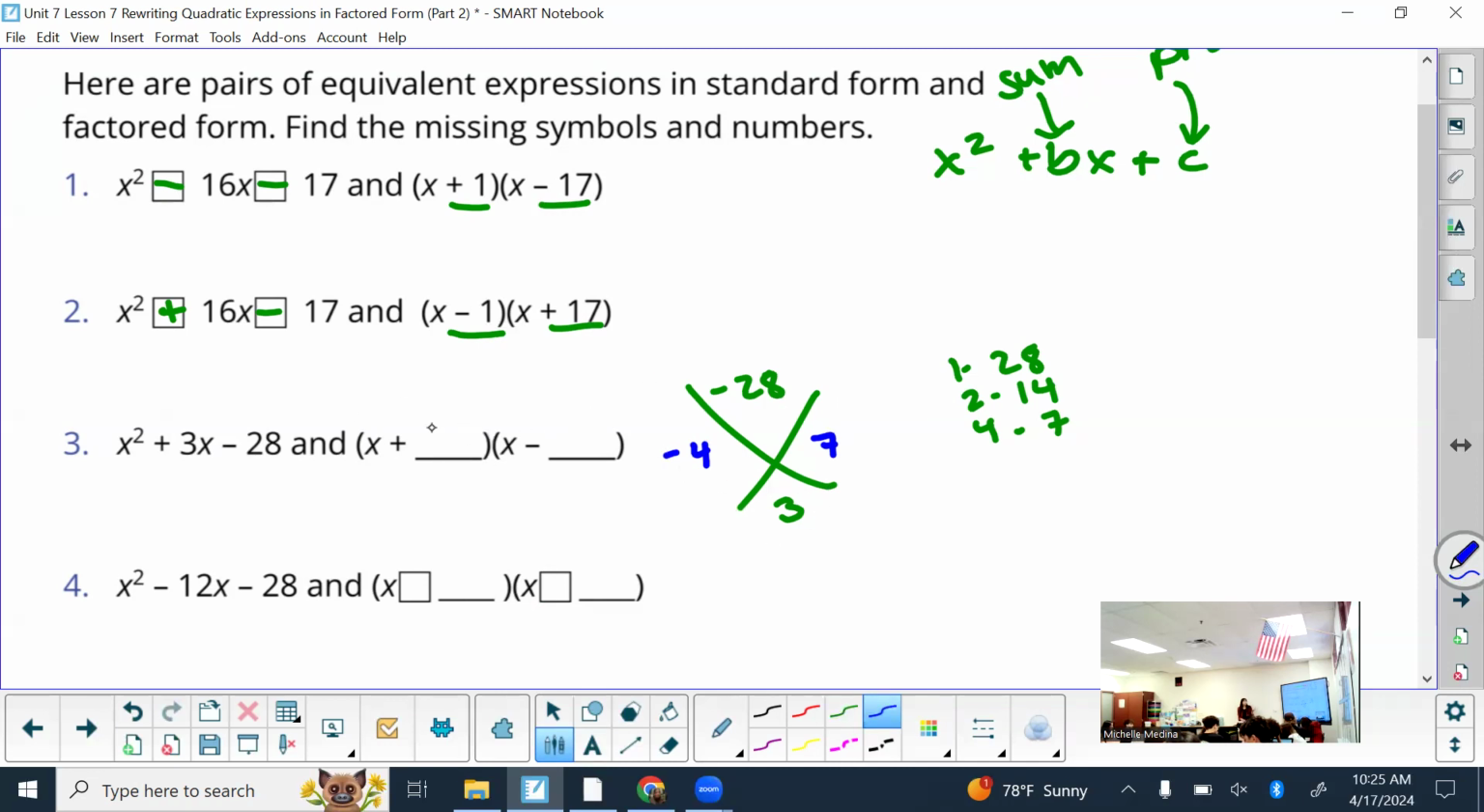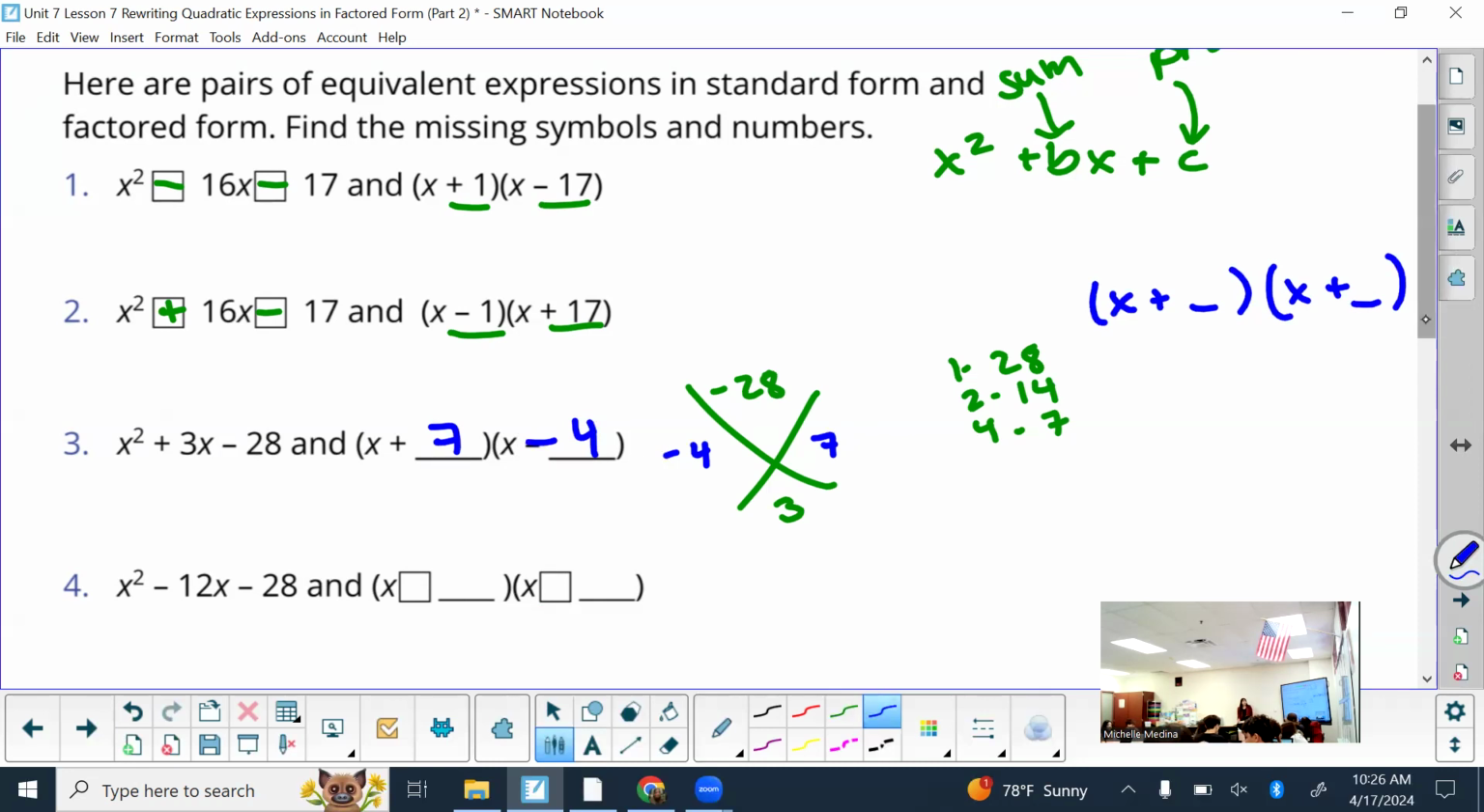So then the order does matter for this one. The 7 has to go there, 4 has to go there. I don't need to write negative 4, because they already have the minus there, so don't do that. I have seen on tests where if it's negative, they'll have blanks like this. And if it's negative, they'll want you to type in the negative, but if it's already there, you don't need to write the negative.